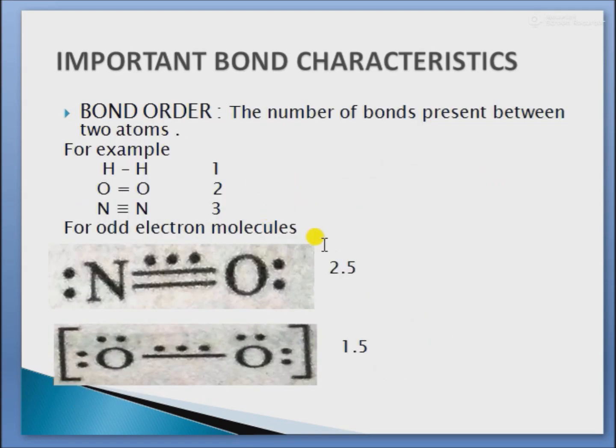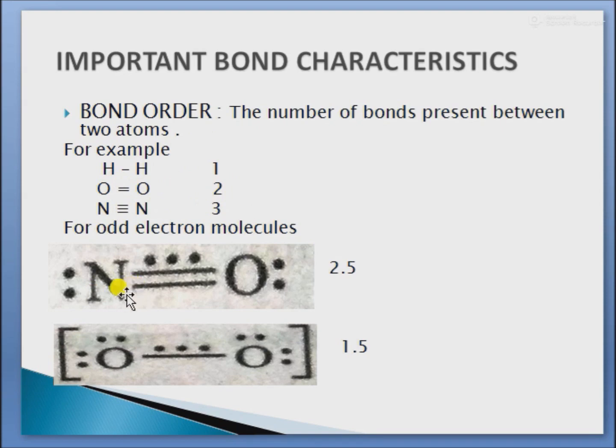Next is the important bond characteristic. Next is bond order. It is the number of bonds present between the two atoms. For example, in case of hydrogen there is one bond. It means its bond order is 1. In case of oxygen there are 2 bonds. Its bond order is 2. In case of nitrogen it is 3.